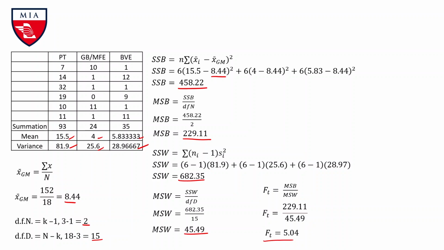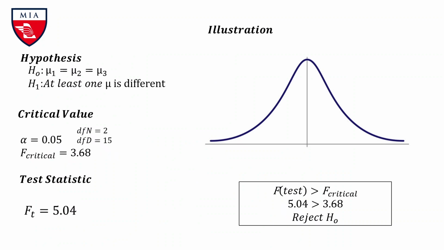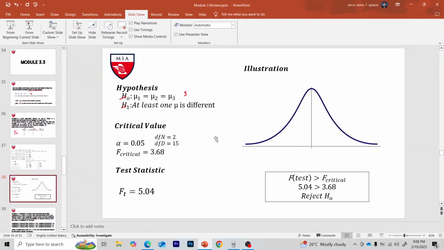So our F-test statistic is equal to 5.04. Like I said, our hypothesis is constant, so we will use this constant hypothesis here. For the null, mu1 is equal to mu2 is equal to mu3 because we have 3 groups given. And our H1, or alternative hypothesis, is that at least one mu is different. For our critical value, we have 0.05 as our level of significance. Our DFN is 2 and our DFD is 15. So let's look at the F distribution table in order for us to find the F critical value.